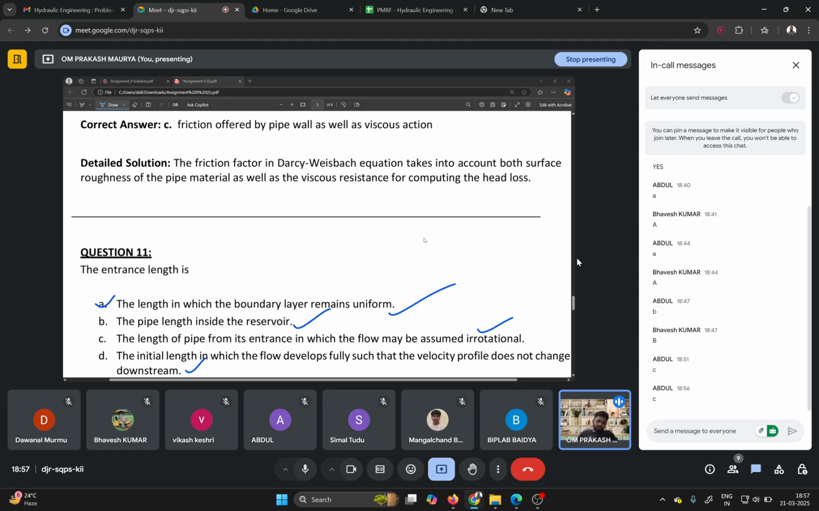Abdul is telling C. Okay, other participants, also try to write your answer. Whatever you know, whatever you are thinking, just write. Here is not your real exam, so don't worry. Anyone, please write your answer. Based on your knowledge, whether A, B, C, D, which option is correct, doesn't matter. Just try to write your answer.